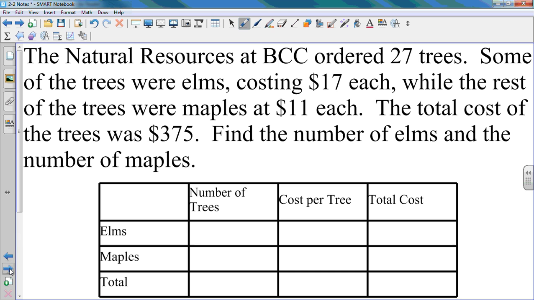Another one. Now this one's a little bit difficult. This is as tough as they're going to get. The natural resources at BCC ordered trees. Some of the trees were elm, costing $17 each, while the rest of the trees were maple at $11 each. The total cost of the trees was $375. Find the number of elm and the number of maple trees.